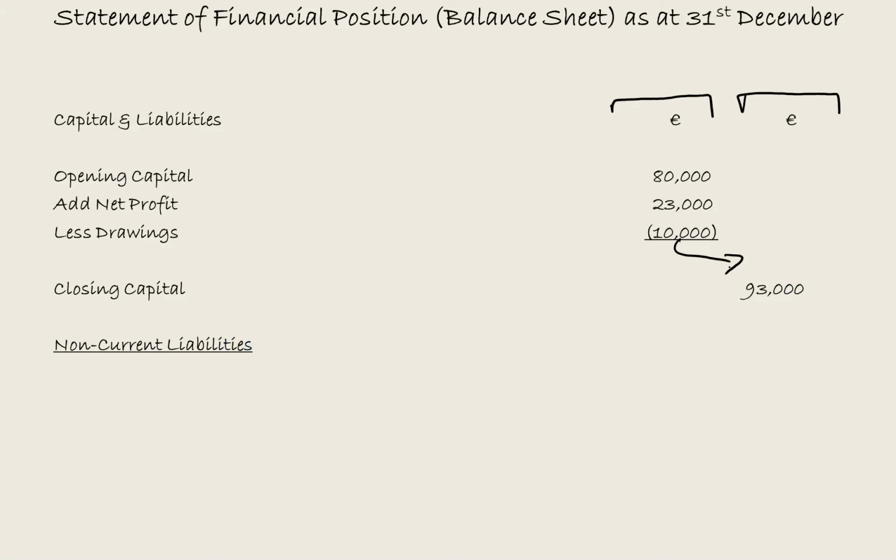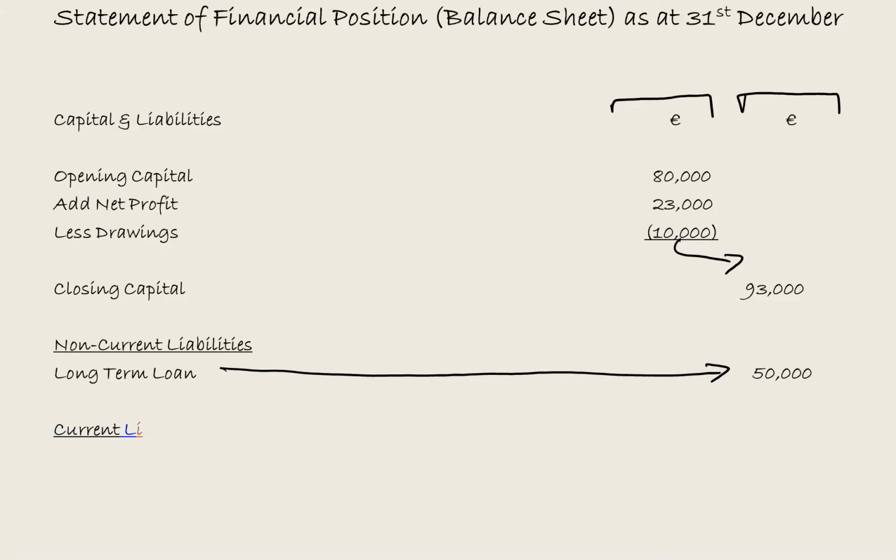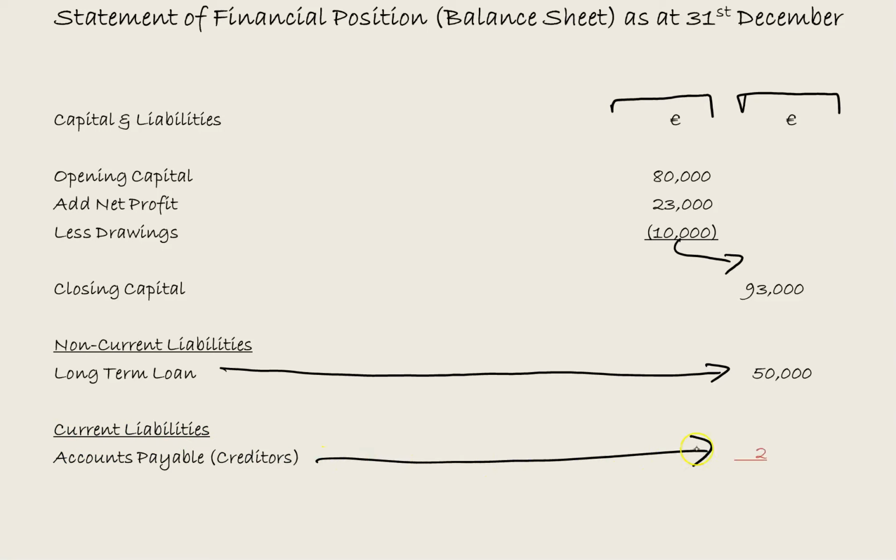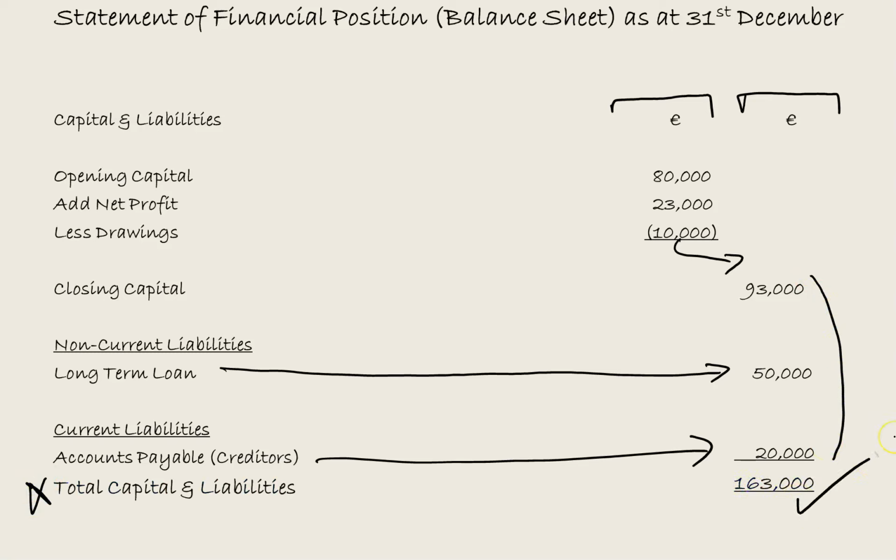Now I'll put in my non-current liabilities. I've only one non-current liability, that's the long-term loan, so I'm going to bring that straight out to the right-hand column, 50,000. And then finally I have my current liabilities. Again, I've only one, so I'm going to bring that straight out here to the right-hand column, 20,000. And then if I add these three numbers together, I will get the total capital and liabilities, which comes to 163,000.